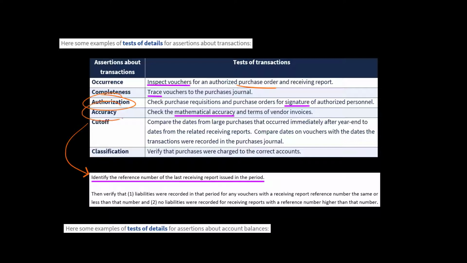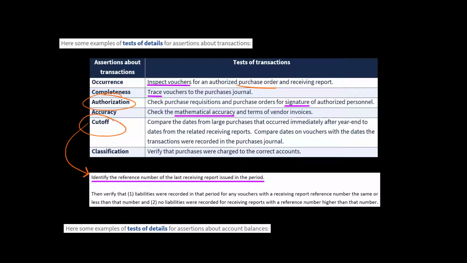Okay? In terms of accuracy assertion, the auditor could go and recalculate the amounts that were owed to vendors, check the mathematical accuracy, make sure that there were the proper terms. Maybe they were supposed to get a 2% discount or something if they paid early.